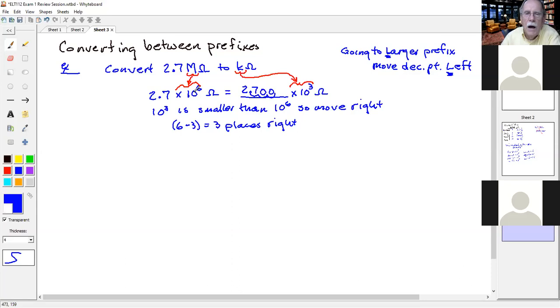The next step would be to put the prefixes back in. So my 2.7 megohms is going to be 2,700 k ohms.